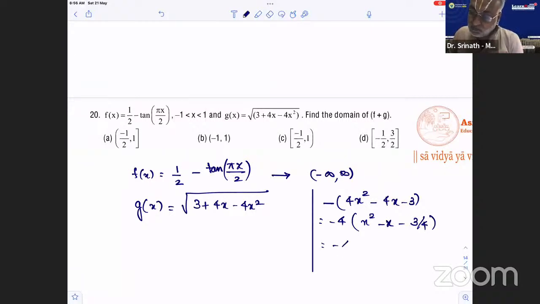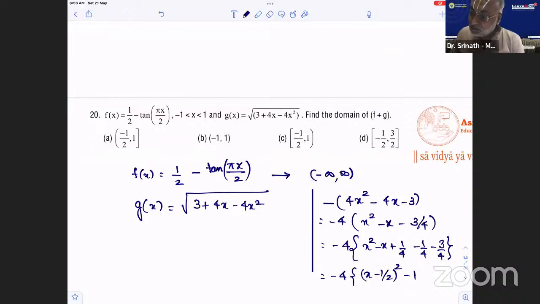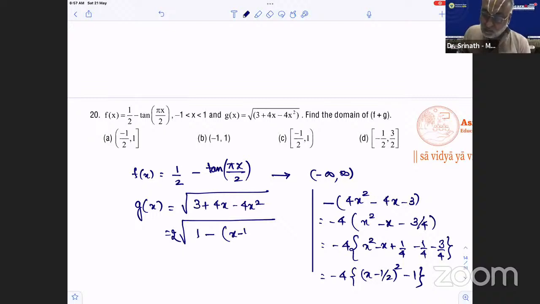So this will be minus 4 into x square minus x plus 1 by 4 minus 1 by 4 minus 3 by 4. What I am doing is completing the square. So minus 4 into x minus half whole square minus 1. So this g of x can now be written as 2 into root of 1 minus x minus half whole square.